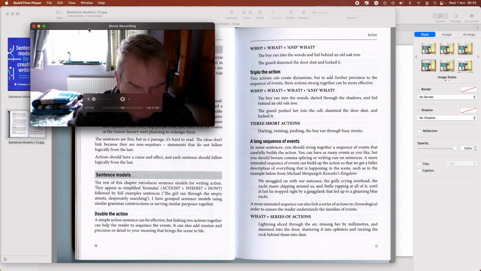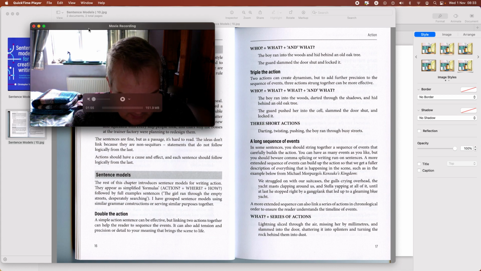The rest of this chapter introduces sentence models for writing action. They appear as simplified formulas: action plus where plus how. That's just an example, followed by full examples. The girl ran through the empty streets. Well, that's the action. Desperately searching. Now, the rest of that could be, I don't know, something really interesting to make a really.